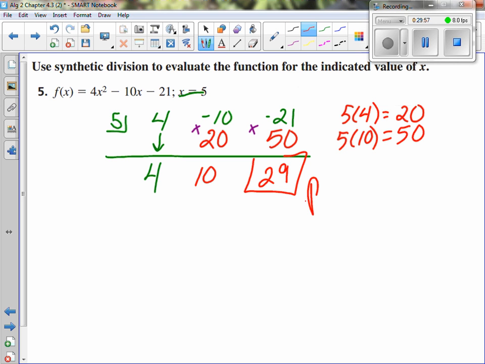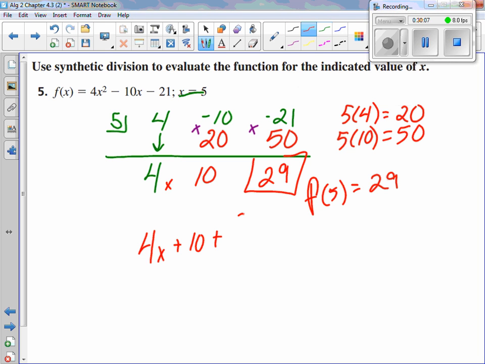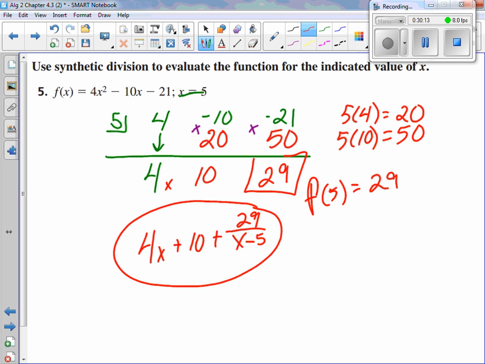So f of 5 would be 29. I mean, our polynomial would be 4x plus 10 plus 29 over x minus 5. So you take 17 or answer? No, this would be the answer, because it's not asking you to divide, it's asking you, what is the value of this function if we plug 5 in?